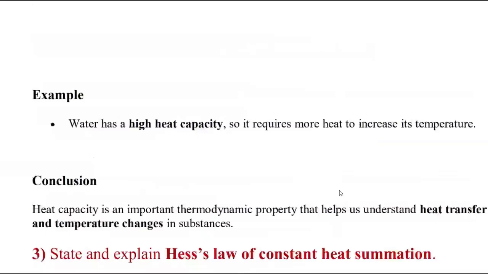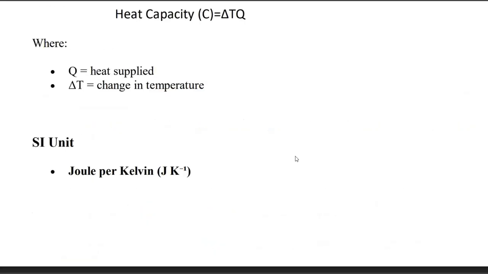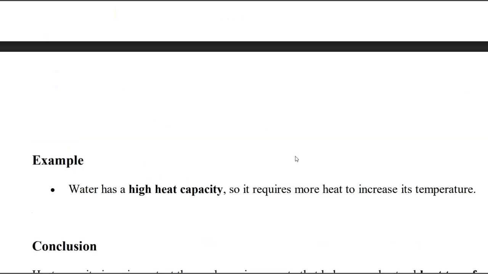So write a clear definition, write the formula, mention the SI unit, and give one example. Don't write a long explanation. You just write definition, formula, and a unit. It gives full marks. And also end it with a clear conclusion. As I've mentioned here, SI unit, don't skip writing an SI unit.